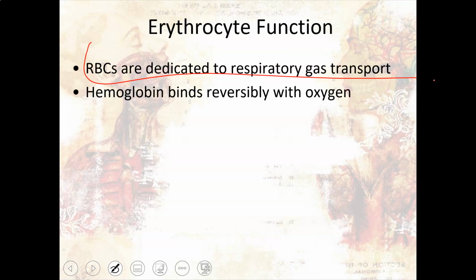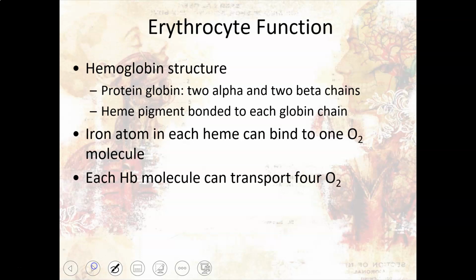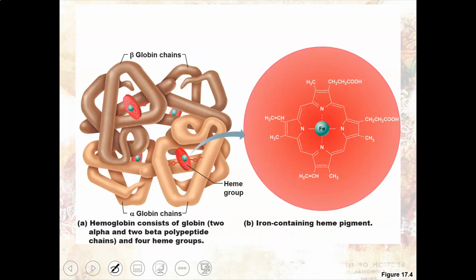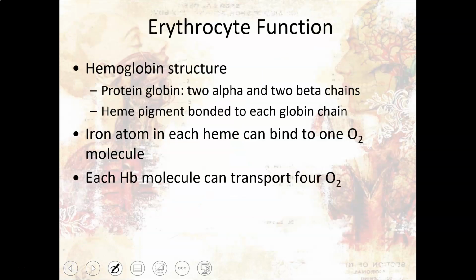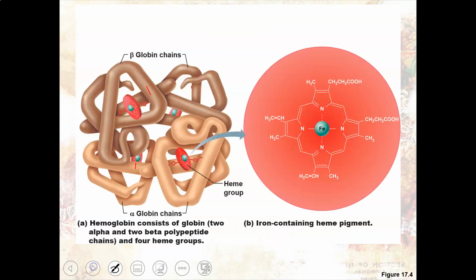Hemoglobin binds to oxygen. Oxyhemoglobin. Hemoglobin looks like that. 1, 2, 3, 4 chains. 2 alpha, 2 beta chains with an iron atom suspended in the middle by this heme group, which means that every hemoglobin protein can carry 4 oxygens. That heme group.